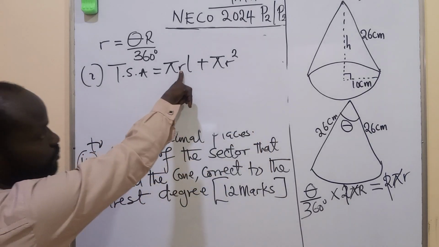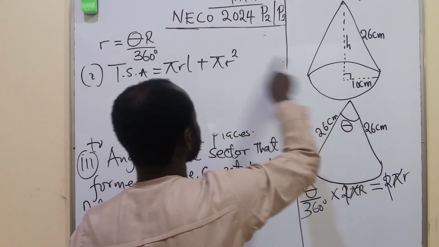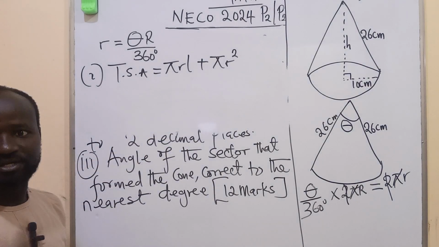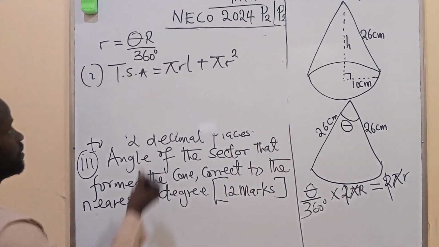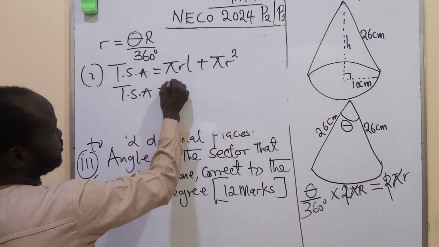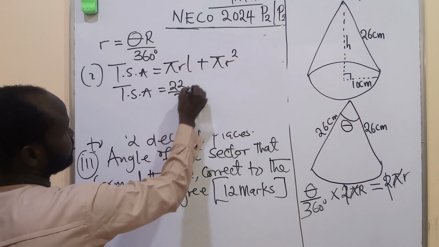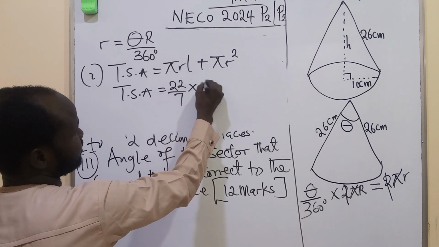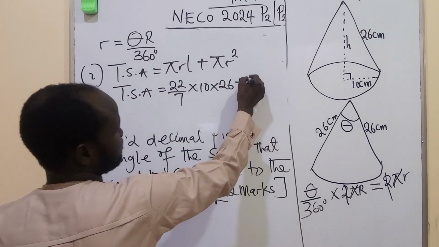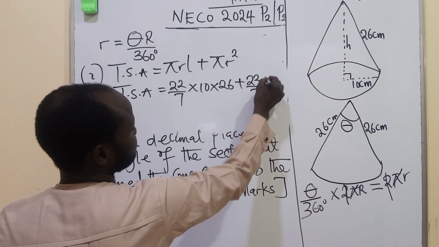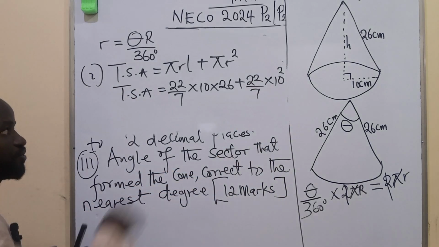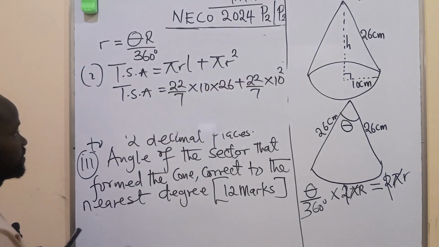We know the radius of that cone as 10 cm, the slant height 26. So we can easily find the total surface area. So TSA will be pi, which is 22 divided by 7, multiplied by the radius, which is 10, times the slant height, which is 26, plus pi, 22 divided by 7, times 10 squared. That's the radius. So we can use our calculator to resolve this.